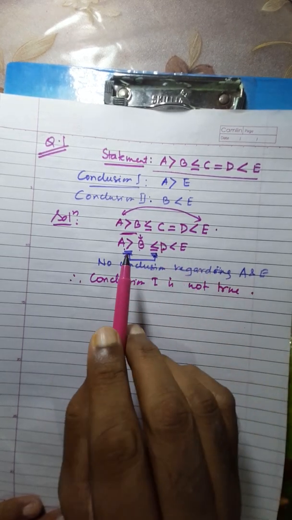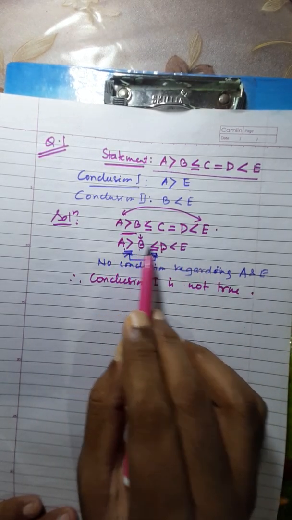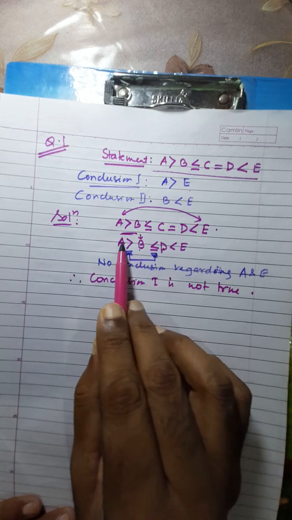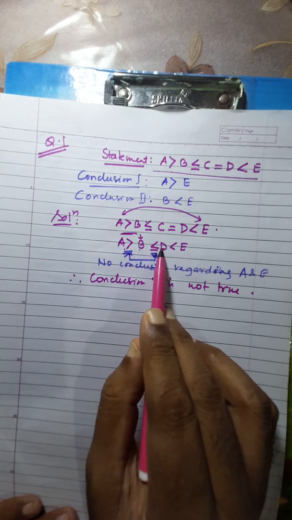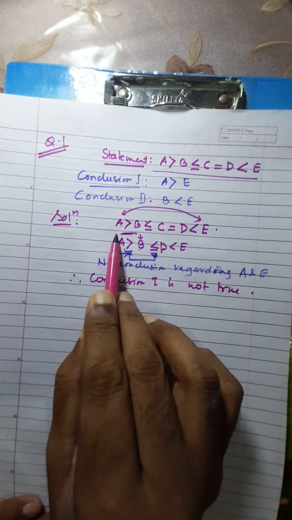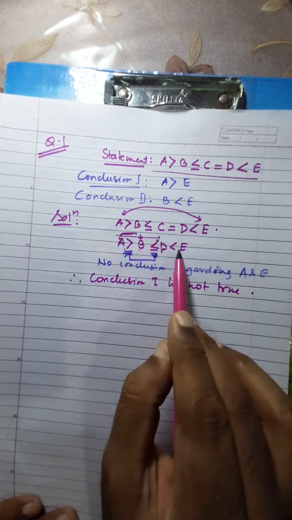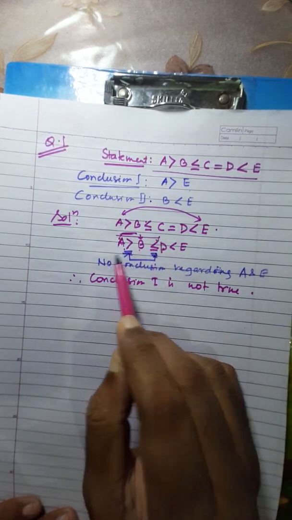true. Here A is greater than B, but B is less than D. So from here, A and D also we cannot make any conclusion. For this reason we cannot make any conclusion, and that's why we cannot make any conclusion between A and E.